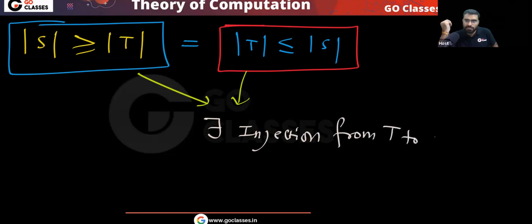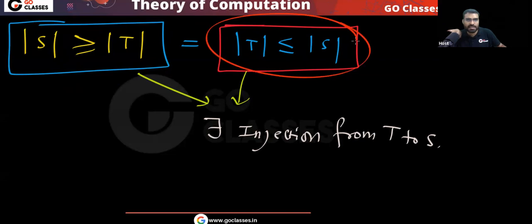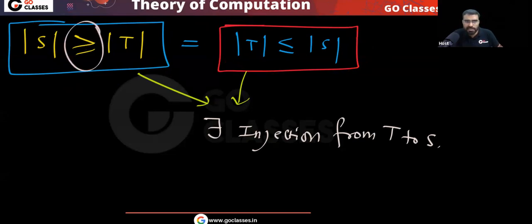From T to S. Yes or no? See, these two things are same. Exactly same. Set S cardinality is greater than or equal to set T cardinality. That is same as set T cardinality less than or equal to set S cardinality. These two things are same.